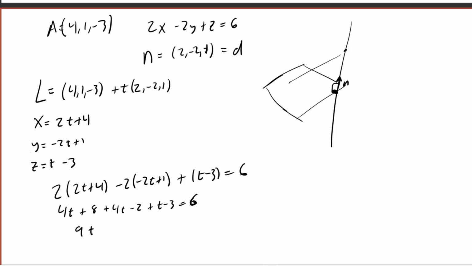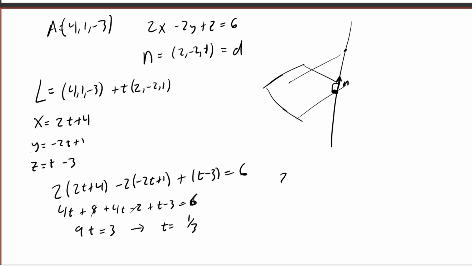This is a 6. So here I have 6 and 6 on both sides, so those cancel. I have 3, so that goes over. So that tells me that t is 1/3. Hopefully this works out.